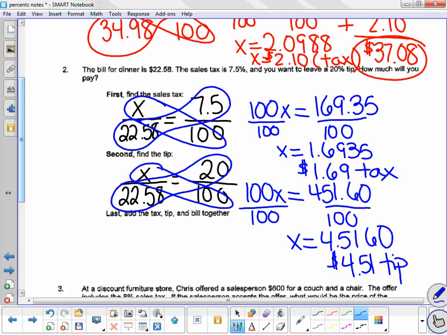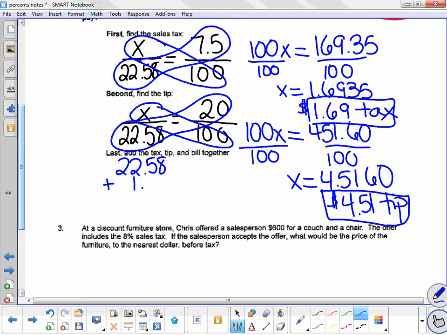Now finally, you're going to add the tax, the tip, and the original bill. So $22.58 plus $1.69 plus $4.51, and you will get a grand total of $28.79 total. Okay, so be aware of those words, total together. You have to pay attention to how it's being calculated.